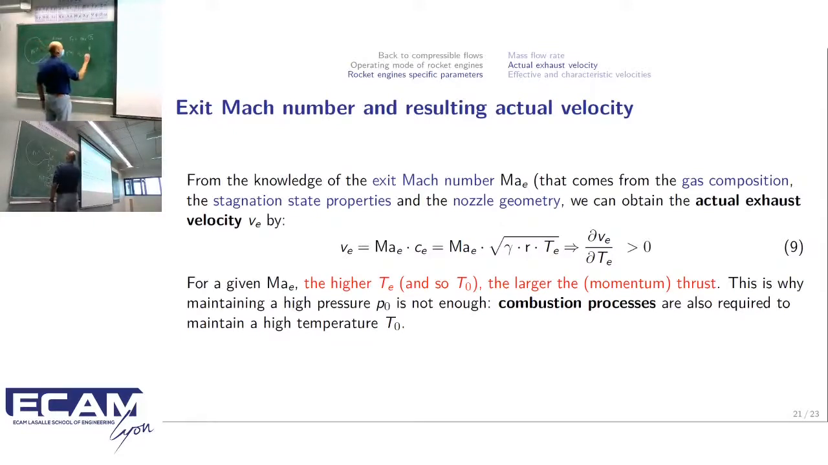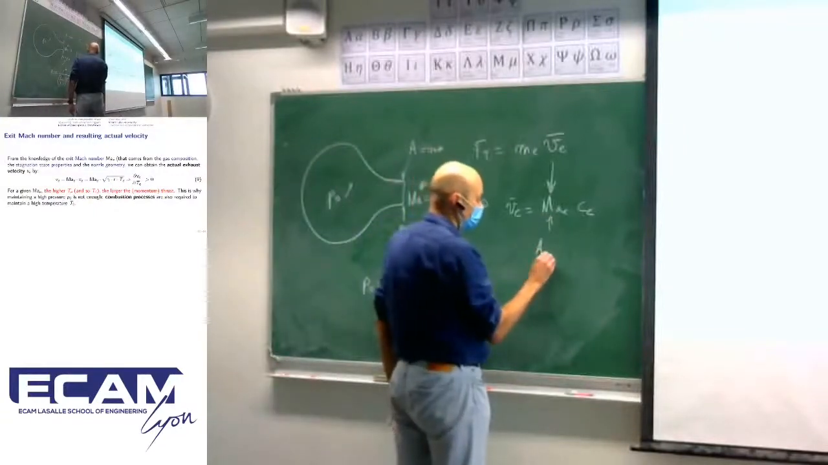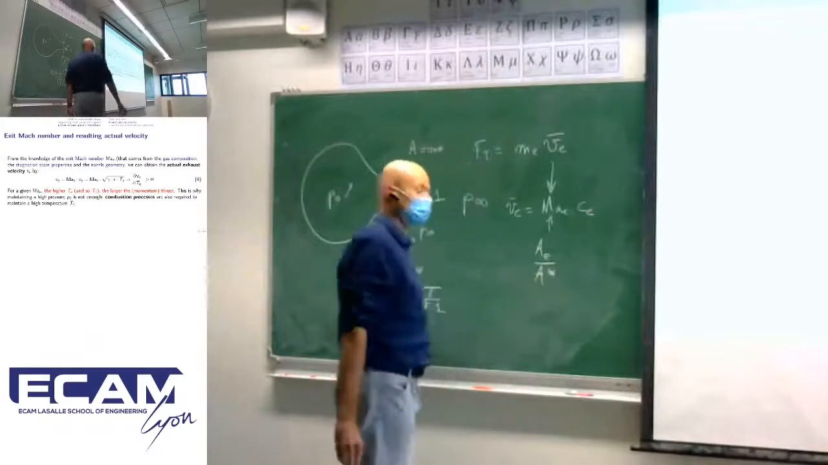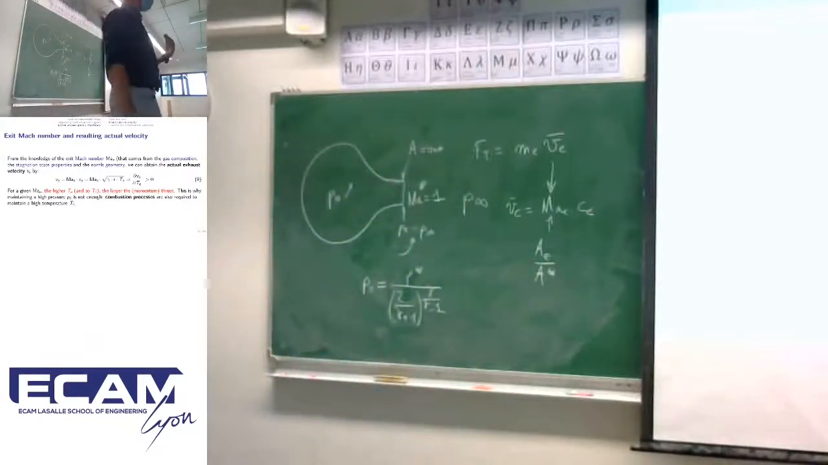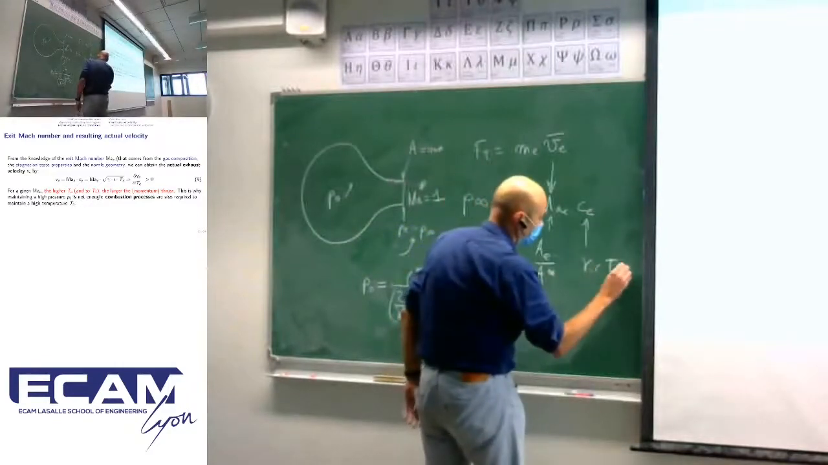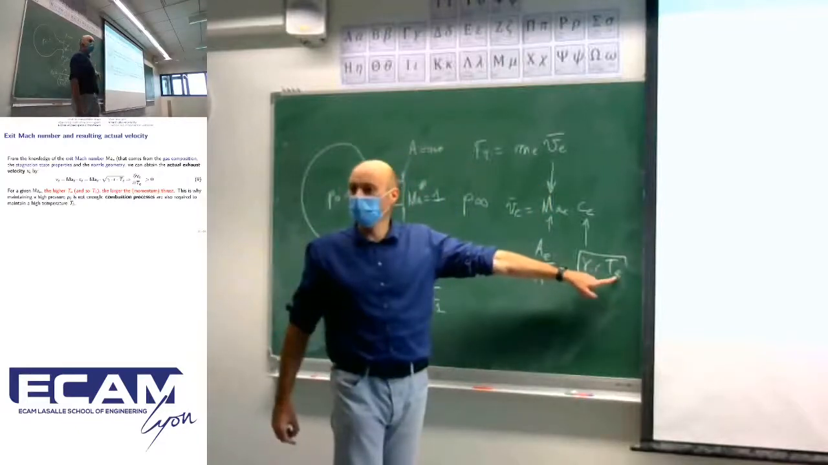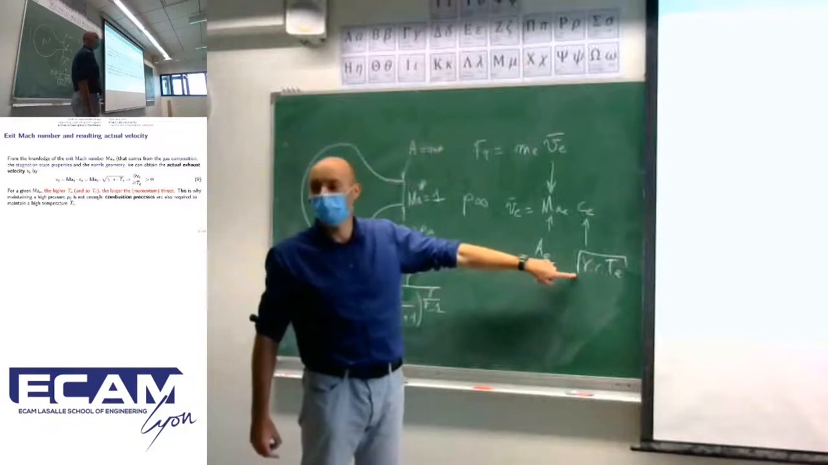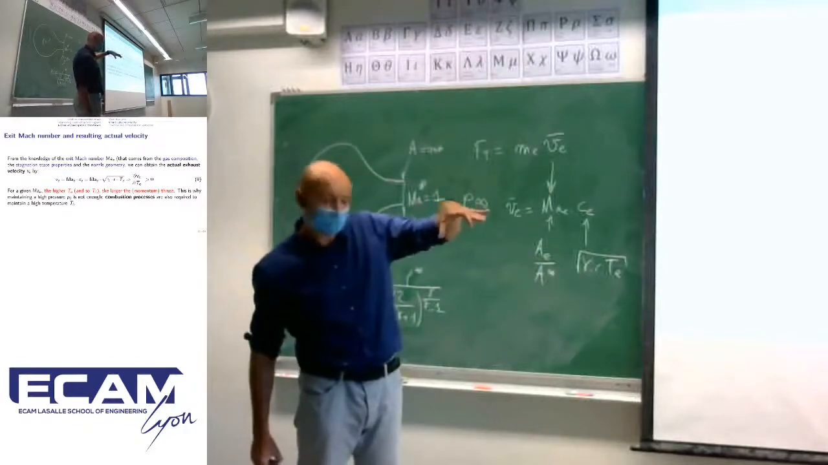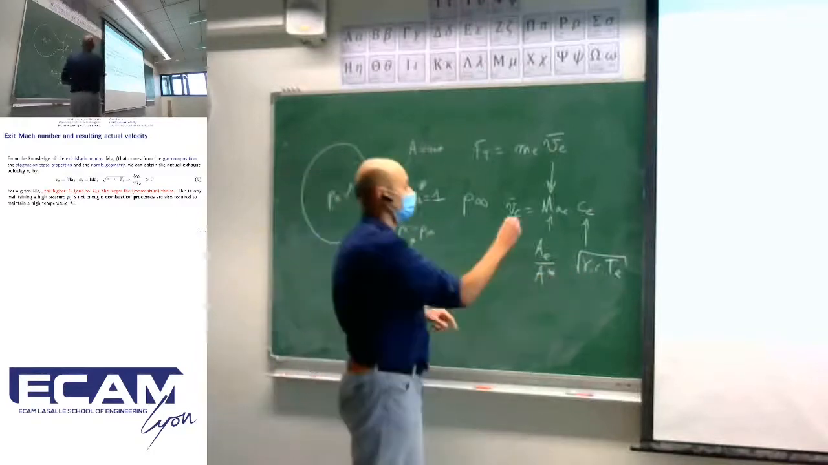This velocity here is given by the product of the Mach number by the speed of sound. The Mach number is given only by the geometry, basically the ratio of the exit cross-sectional area over the critical one, but the speed of sound is related to temperature. Remember just last week we saw this. So if we can increase the exit temperature, we will increase the speed of sound just at the outlet of the rocket. Increasing the speed of sound for a given Mach number increases the exit velocity.